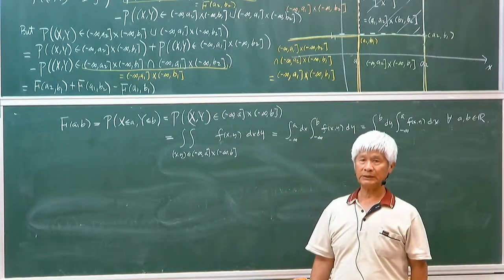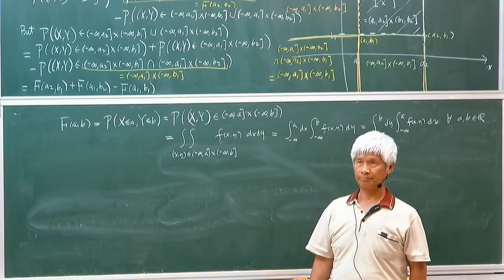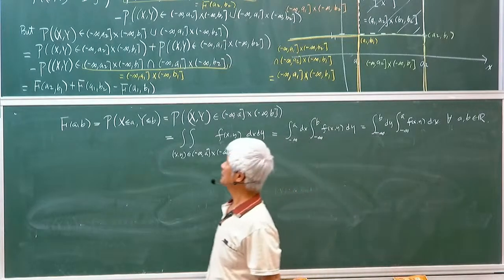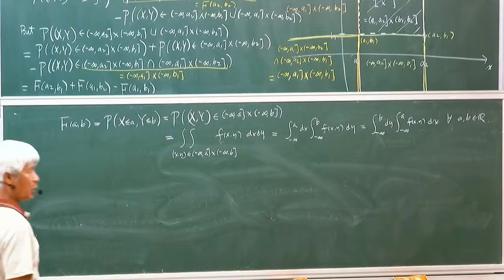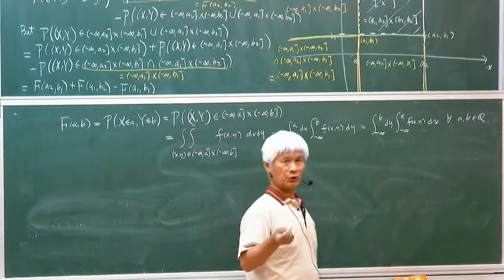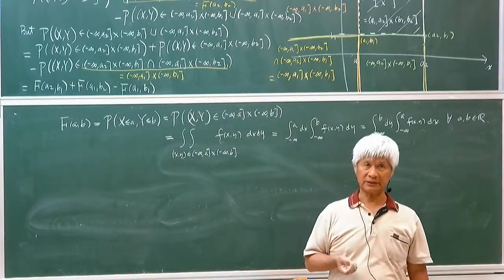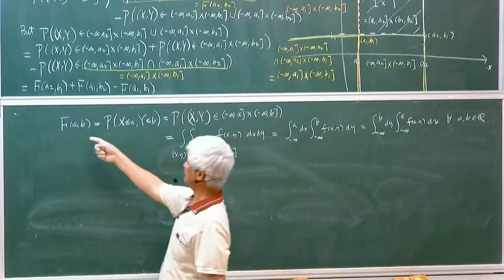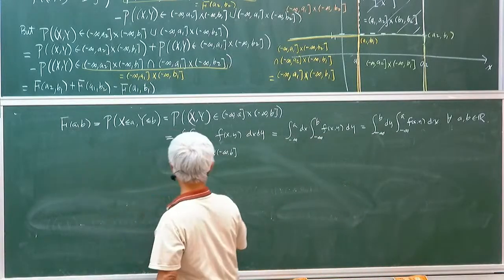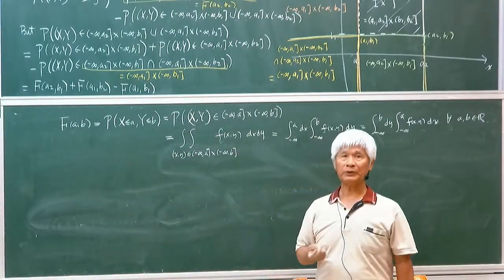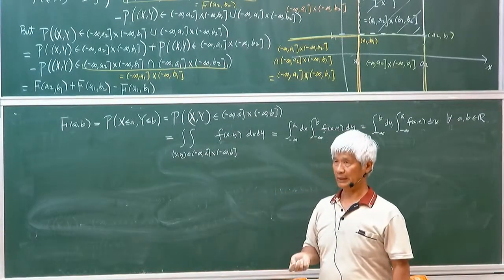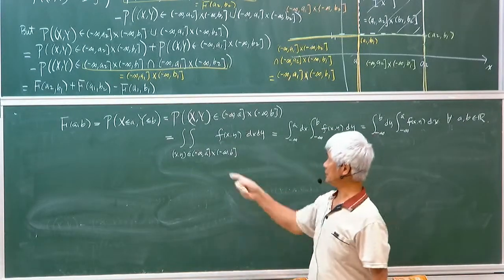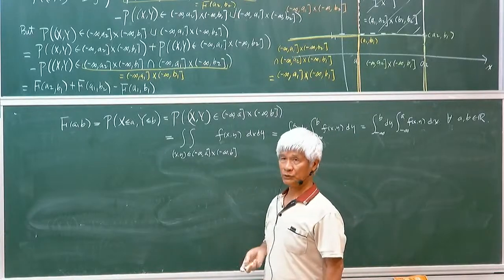Any questions up here? Okay, so for two jointly absolutely continuous random variables, the joint CDF can be computed by the double integral of a joint PDF over a specific two cells.